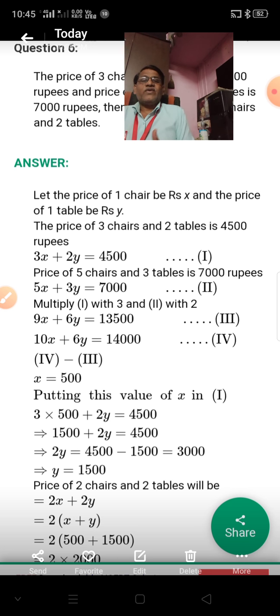First you have to find out the price of 1 chair, then the price of 1 table, and then the price of 2 chairs and 2 tables. 2 chairs means 1,000 rupees and 2 tables means 3,000 rupees. 3,000 plus 1,000, it is 4,000. So the total amount is 4,000.